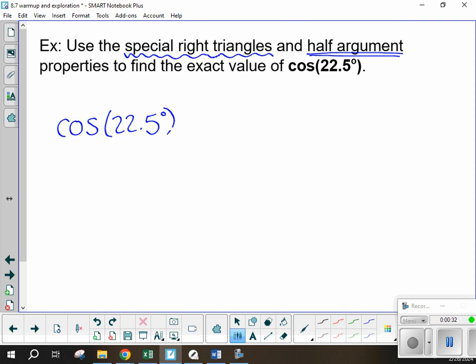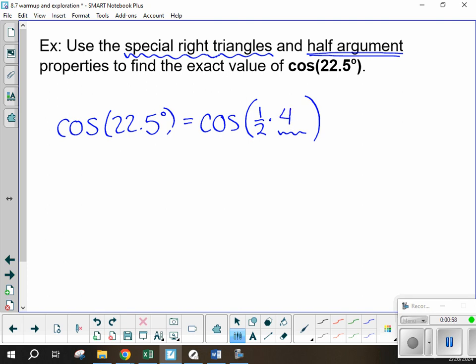What we have right now does not look like a half argument property. So that is goal or task number one here. Can we rewrite cosine of 22.5 as cosine of something that fits the format of a half argument property? And they all look like this, cosine of half of something. So task number one, let's figure out what that something is. And this is not a direction we're used to going, but you can figure this out.